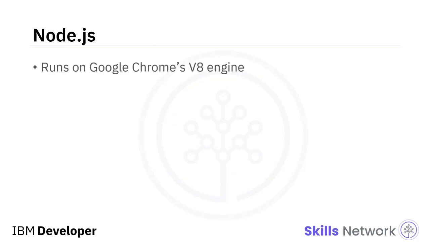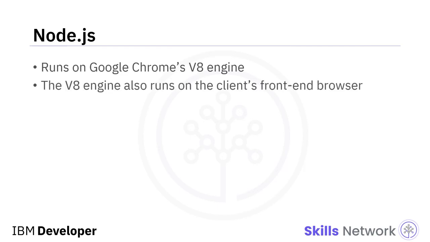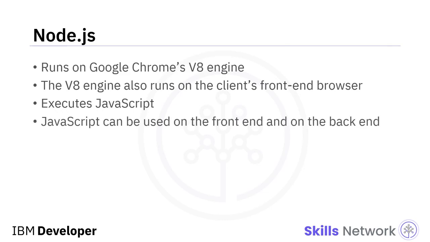So, the reason Node.js has become so popular as a back-end technology is because it runs on Google Chrome's open-source V8 engine, the same engine that runs the browser on the front end. Moreover, most modern browsers, such as Microsoft Edge and Opera, also run on the V8 engine. Node.js makes it very easy for the front end to communicate with the back end. Node.js executes JavaScript. Recall from a previous course that JavaScript is widely used on the front end. This makes JavaScript a handy language for web developers to learn because of its use both on the front end and the back end.